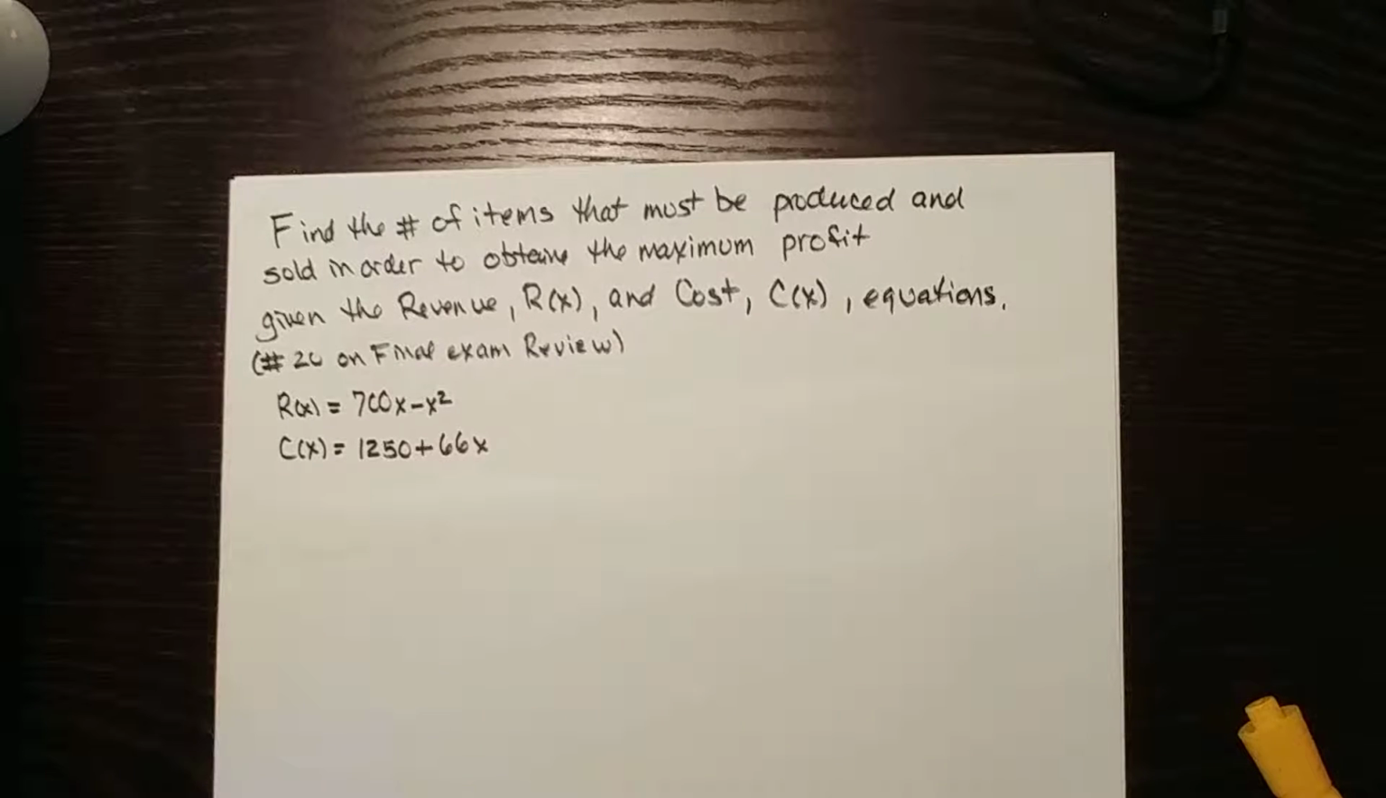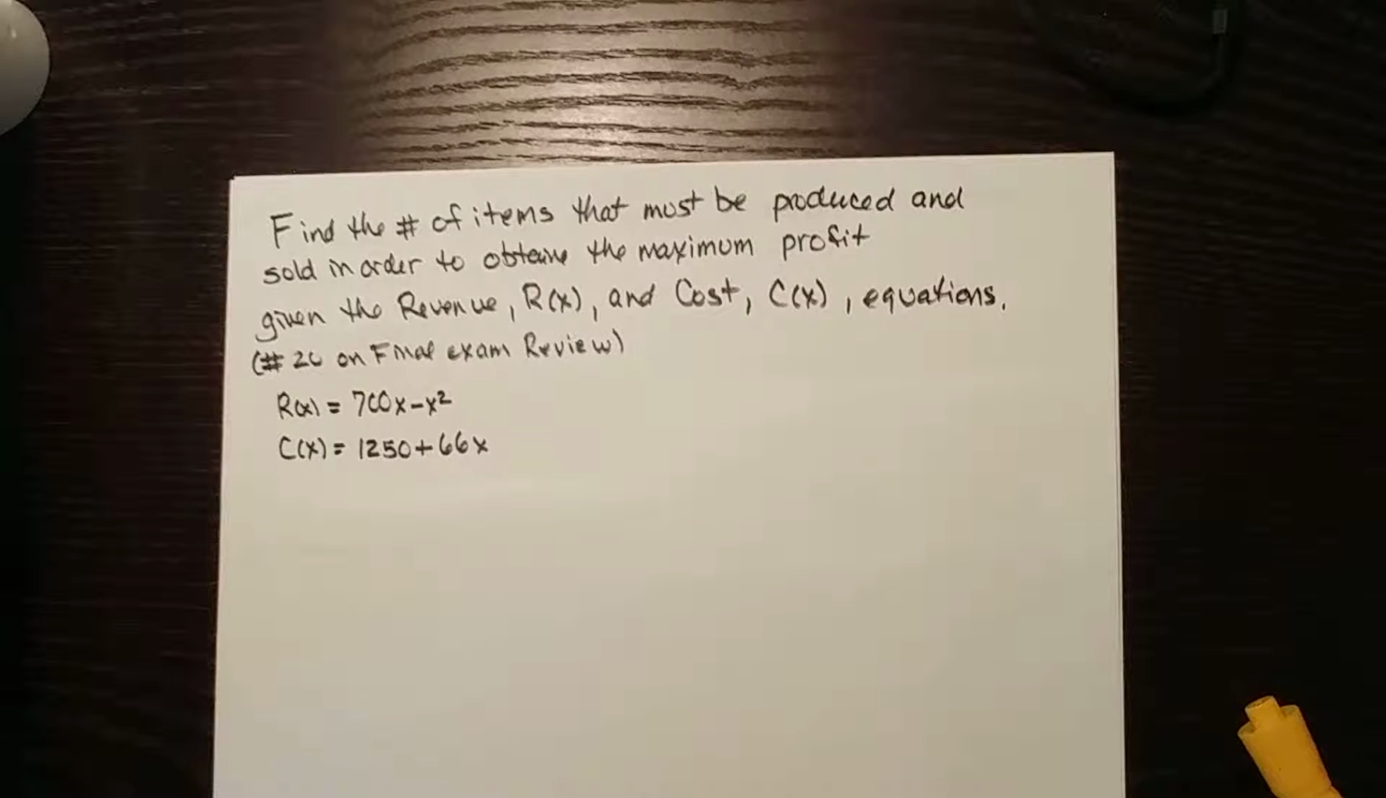Okay, this video is about finding the maximum profit given the revenue and the cost equation. This is also number 20 on the final exam review. It says find the number of items that must be produced and sold in order to obtain the maximum profit. And they do not give you the profit equation. They give you the revenue equation and the cost equation.